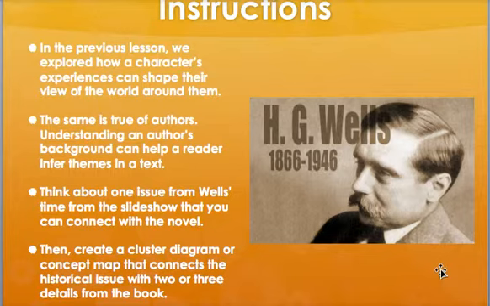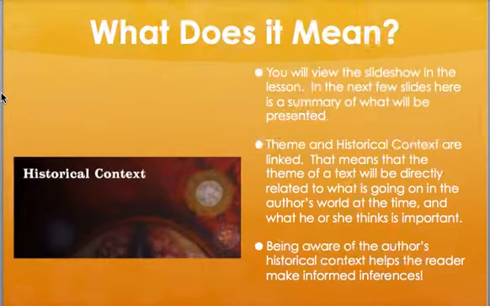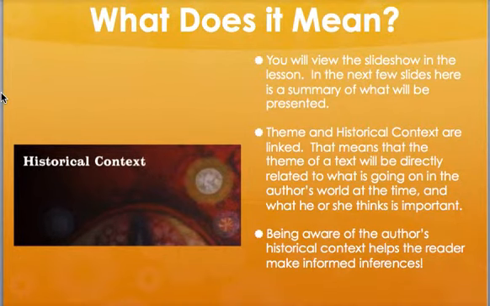Okay, so there will be the slideshow in the next assignment, but I'm going to give you a review of it here. H.G. Wells, remember, was the author of the story that you have been working on the past few weeks, and he was born in 1866 and lived till 1946. When he wrote this book, it was the late 1800s, and he lived in England at the time. So let's go on. What does all of this mean? You will view the slideshow in the next lesson.